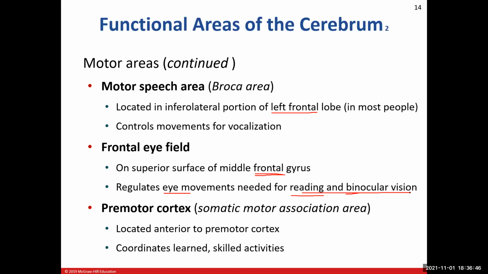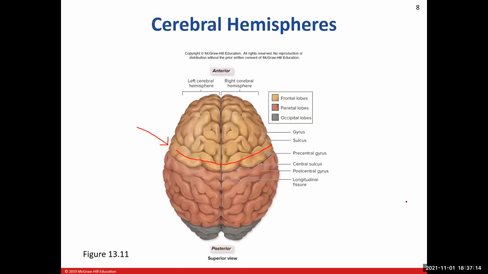So the premotor cortex is kind of like a memory area. So we store neurological information there to help improve some of these learned skill movements that you have acquired over time. Now, this is located just anterior to your primary motor cortex. So if we're looking at a picture of the brain here, it's going to be anterior to the primary motor cortex.